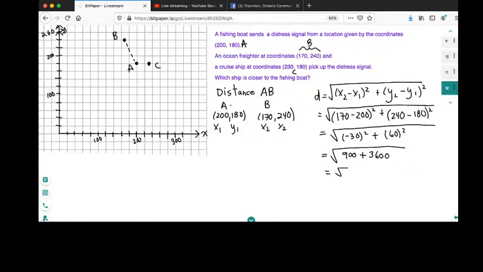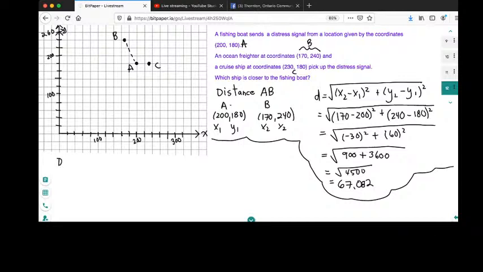And approximately the square root of that addition is the square root of 4,500, and that equals 67.082, give or take. So that is the distance between the fishing boat and the ocean freighter. Okay, so now that we've got that information, we're going to want to solve for the other one. So the other one, we're trying to find the distance of AC, which is here.